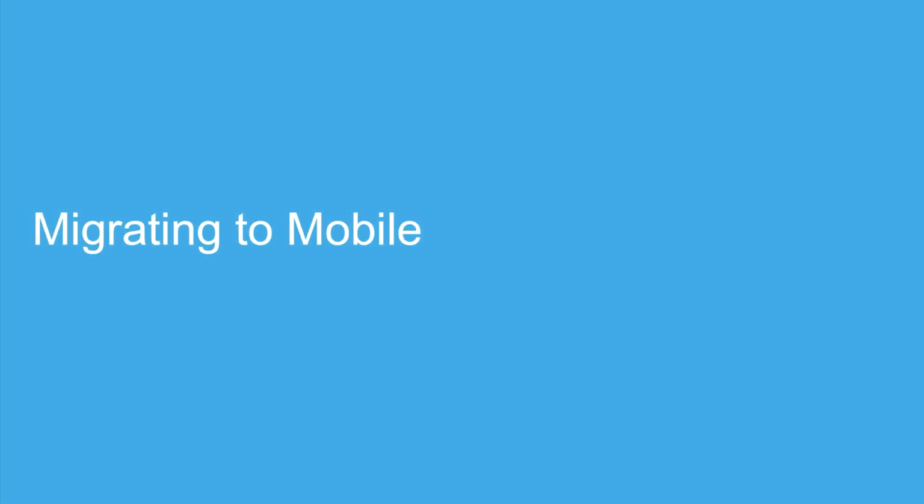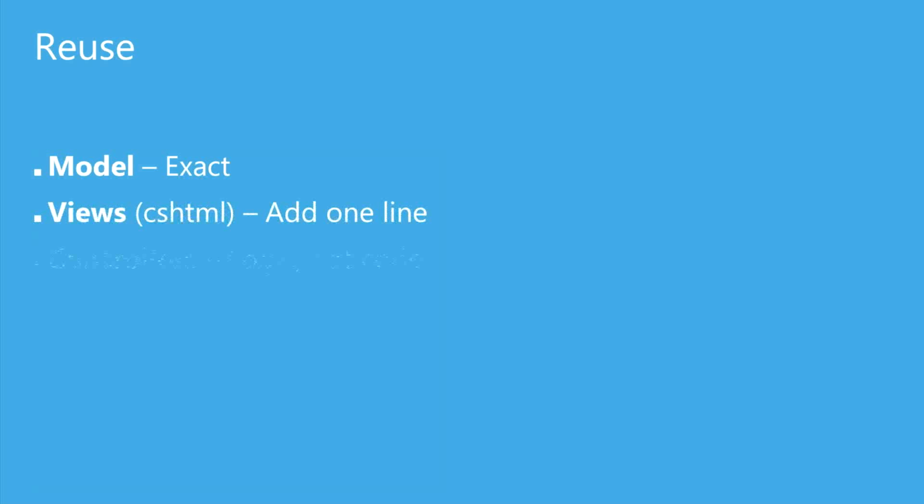Well, we can start by saying that the biggest advantage is reuse. And what we reuse is the model exactly as it was in your MVC application. So this is a straight port over of the same exact model. We use the views exactly as they are, although we do add one line to the top, but otherwise the CSHTML stays unchanged. And then we look at the controller and pick up its logic, although not its code.